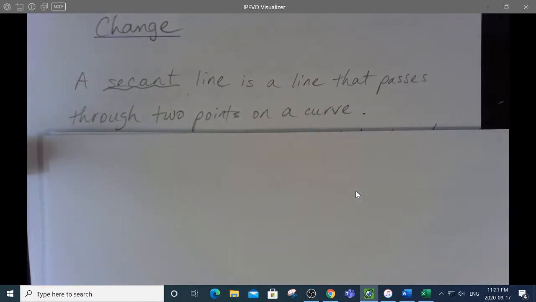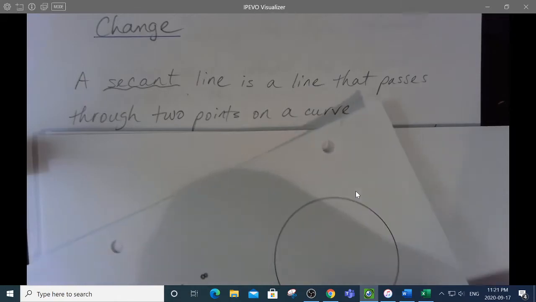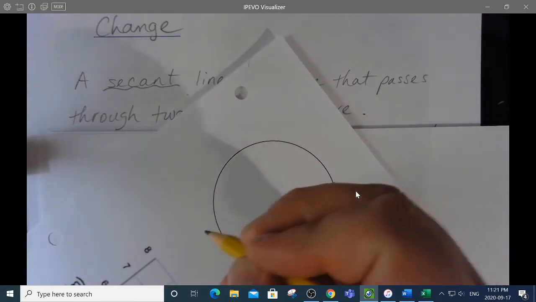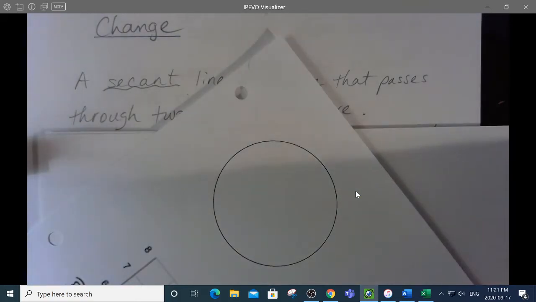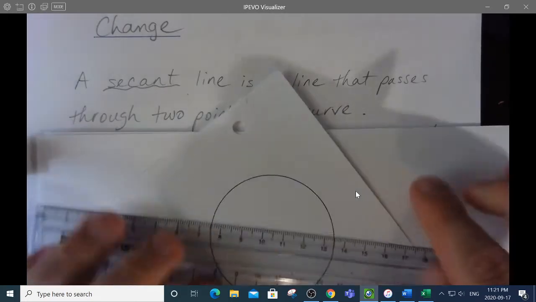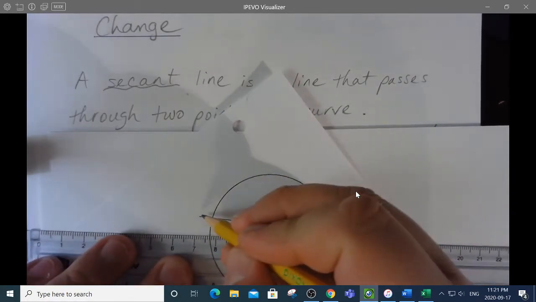A secant line is a line that passes through 2 points on a curve. So let me just quickly sketch a curve for you here, or even better, I'll just have one printed for me. So a secant line is any line that if I draw it through the curve, and in this case the curve is a circle, it will exactly hit it twice.